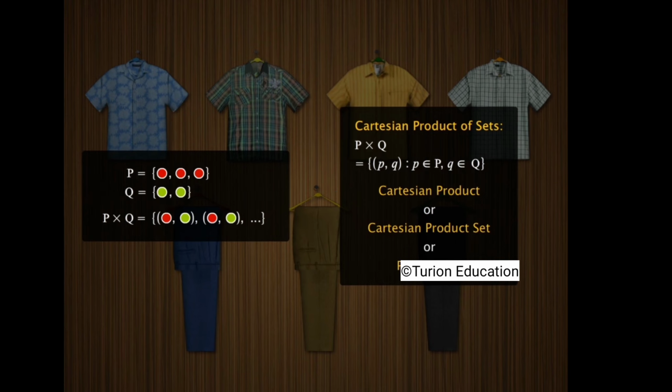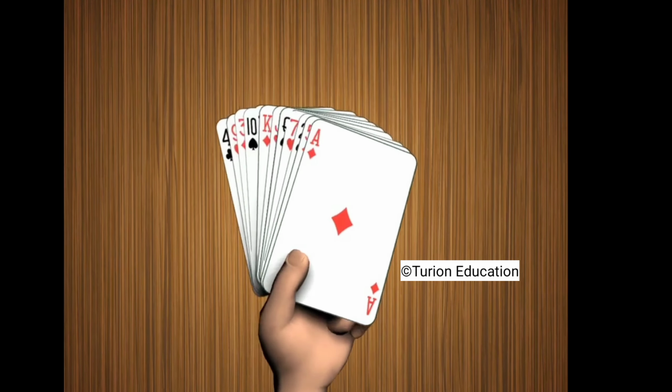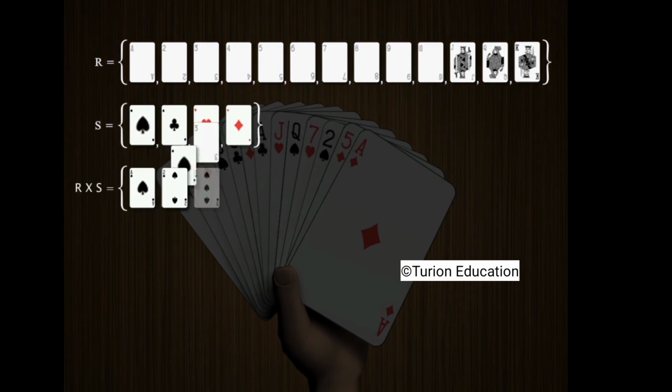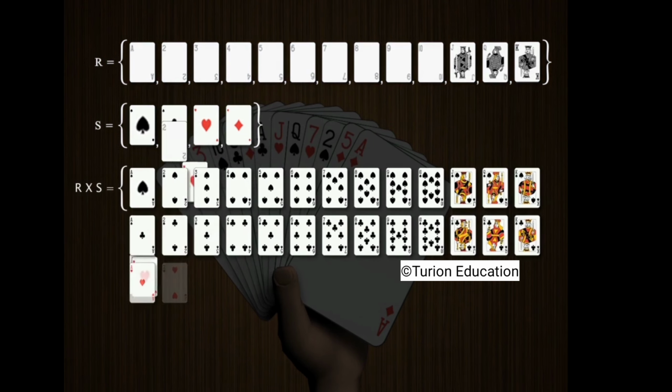Cartesian product of sets helps us to find the possible pairs that we can generate from two sets. For instance, a deck of cards obtained is nothing but the Cartesian product of the set of ranks and suits. The set R cross S gives the entire deck of 52 cards. Let's now explore some properties of Cartesian product and see whether it's similar to the product of numbers.